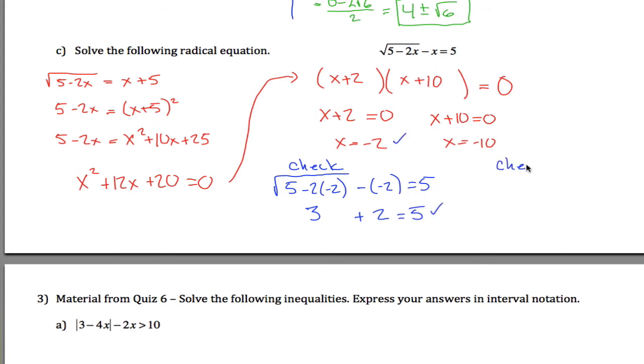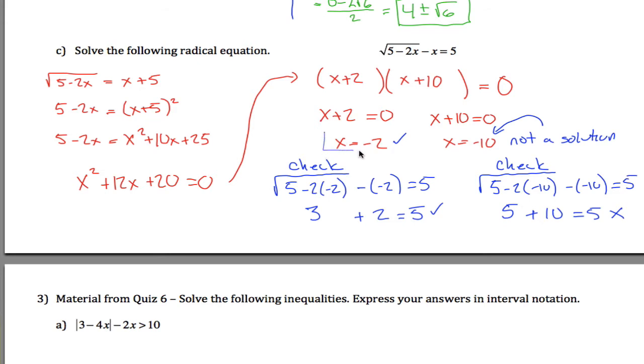What if we check x equals 10? 5 minus 2 times -10. Does the square root of that minus -10 really equal 5? I don't think it's going to work, right? This is -2 times -10 is positive 20. So what I have over here is the square root of 5 plus 20, the square root of 25. But 5 plus 10 more? No, that's not 5. Right, that's 15. That doesn't work. This is, maybe I'll say, not a solution.